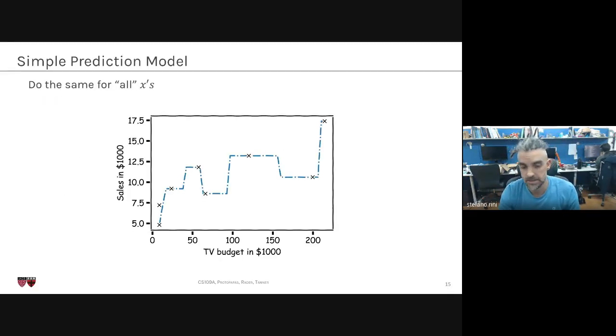Remember, this is TV budget, this is sales. The model that we want is as follows. Someone gives us a TV budget. Let's say it's 123, and for this number, I want to predict what the sales are. So I'm going to plot the points in the data set on my axis, with the corresponding sales. And when a budget comes in, I'm going to predict the sales of the closest point in the data set to that budget.